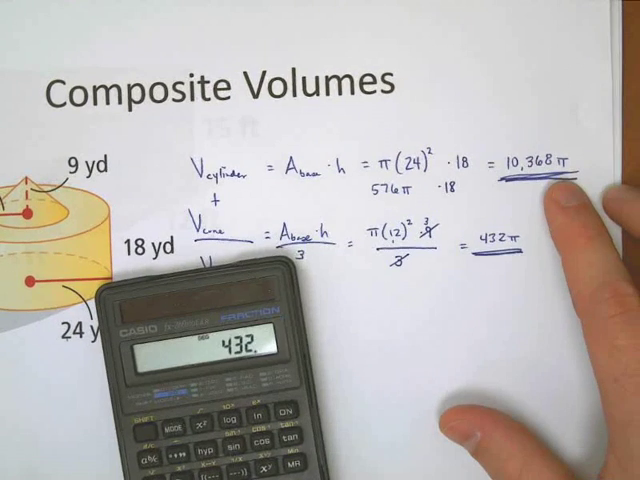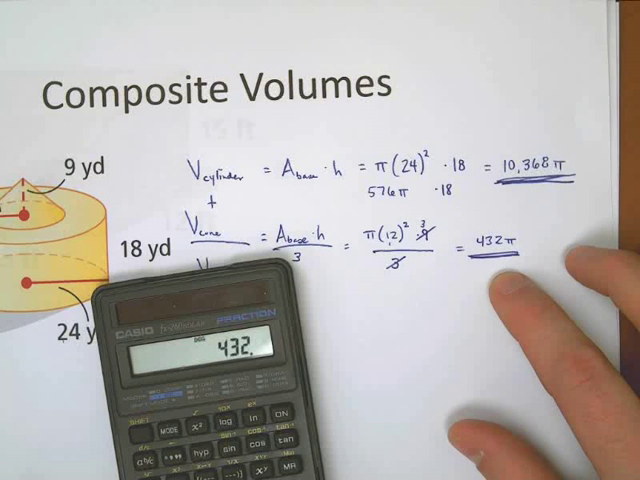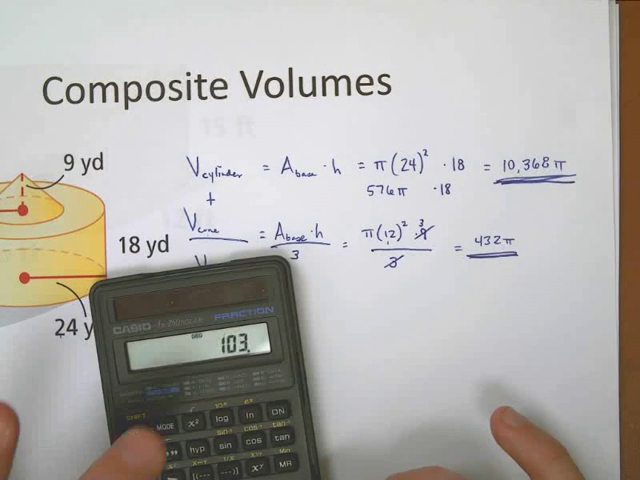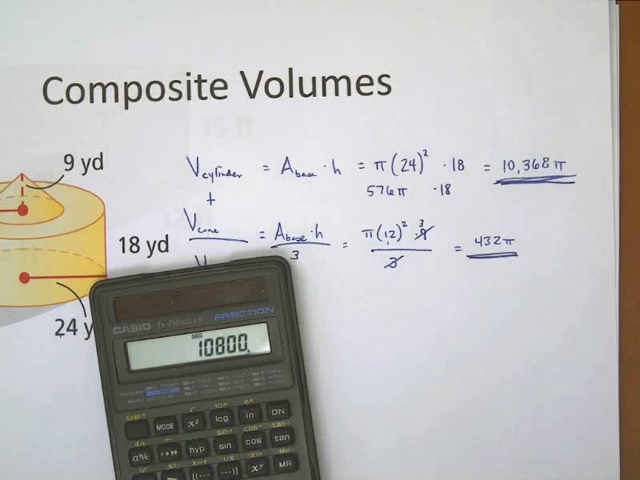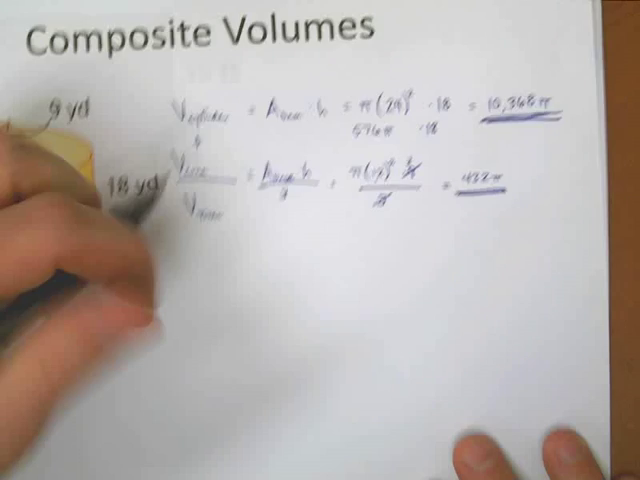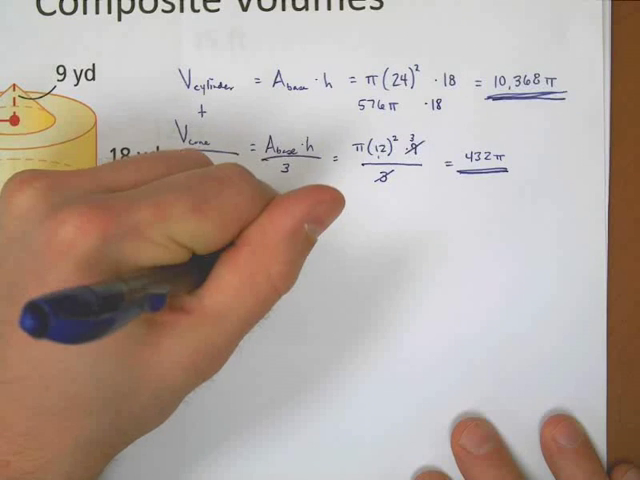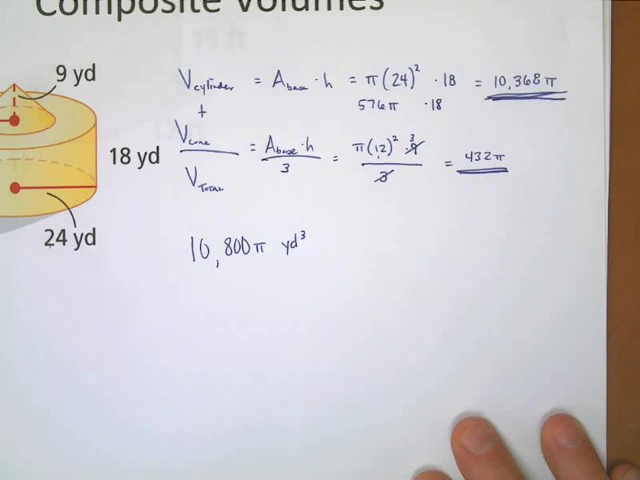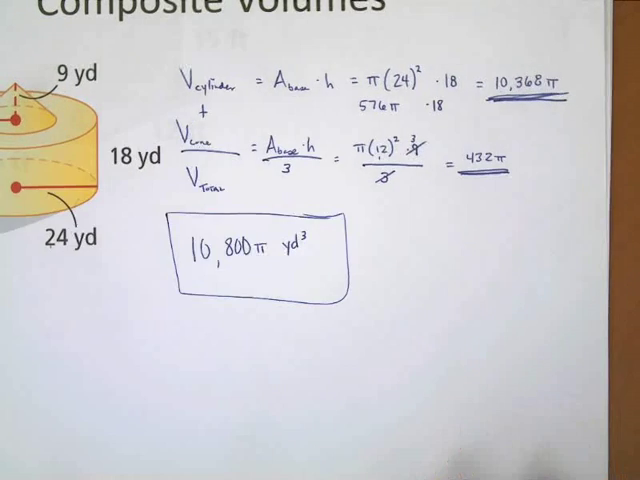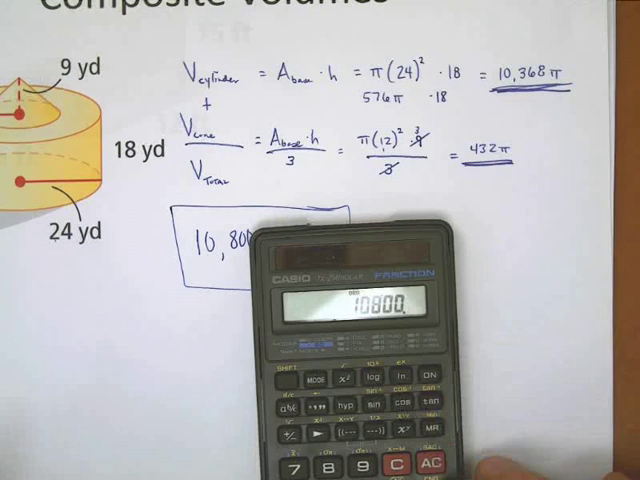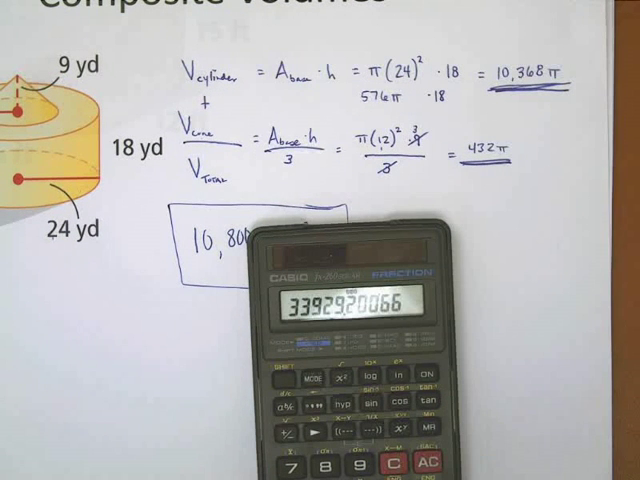So I've got about 10,000 pi for the cylinder and 432 pi for the cone. If I add those together, that gives me a grand total of 10,800 pi. This is in cubic yards, right? And I could actually multiply it out if I wanted to. If I multiplied by pi, it'd be 34,000 or so total cubic yards. That's a big thing. It's a big cylinder with a cone on top. But the idea hopefully makes sense.